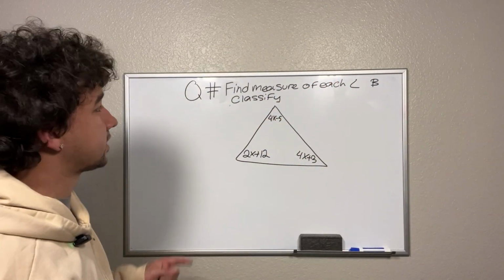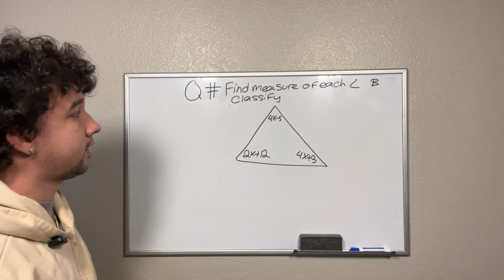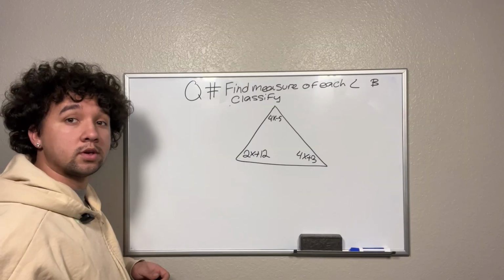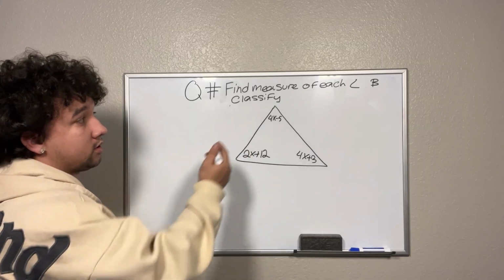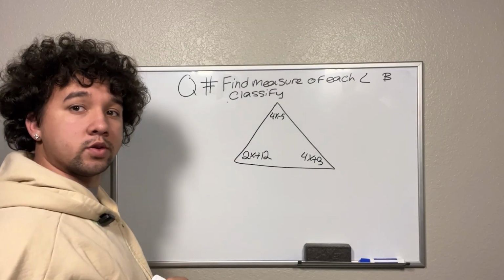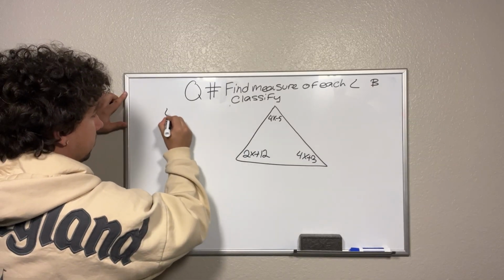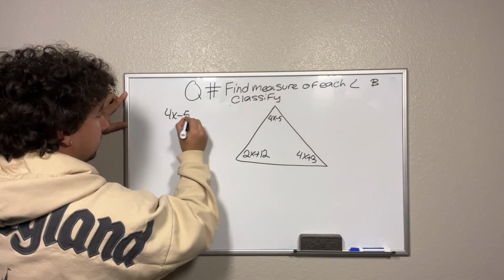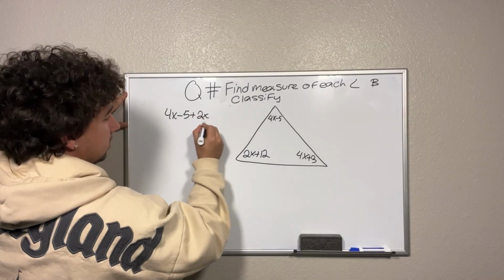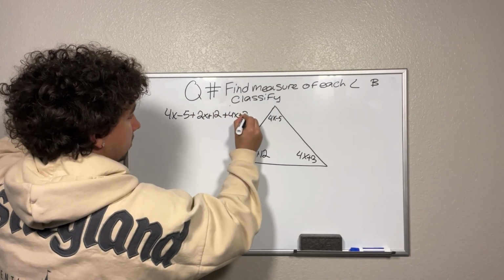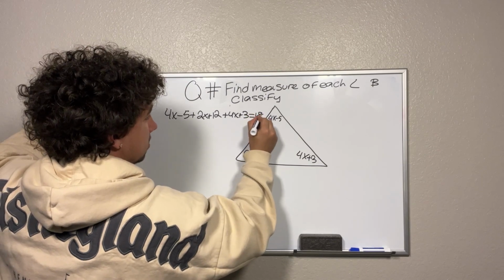Okay, so this question here is asking me to find the measure of each angle and classify. Well, I'm not given any actual numerical values, I'm not given any angles, but I am given something. I'm given that this is a triangle. What is the sum of the interior angles of a triangle? 180. Exactly, so that's what I'm gonna do here. I'm gonna say 4x minus 5 plus 2x plus 12 plus 4x plus 3 must equal 180.